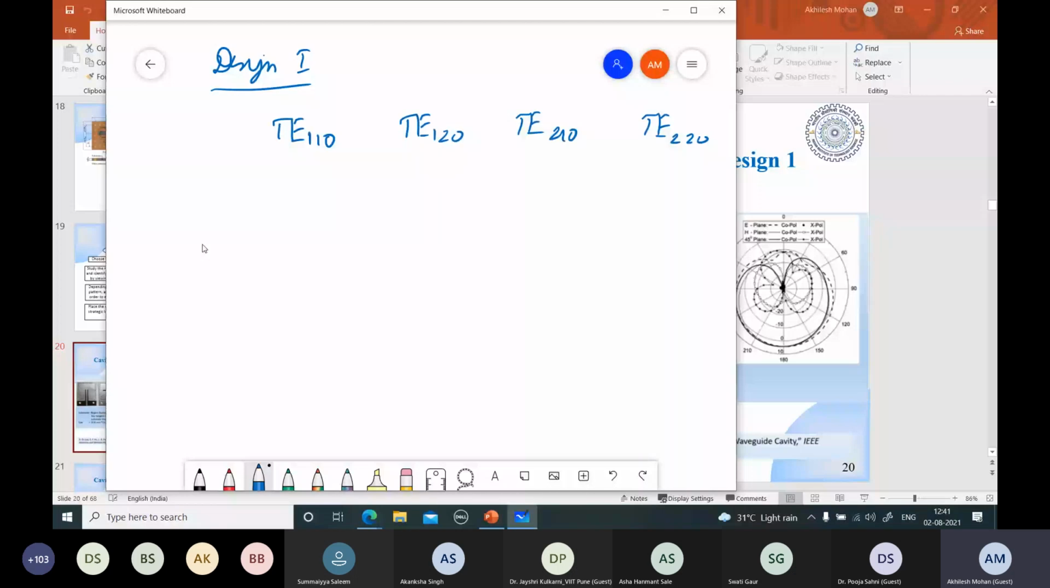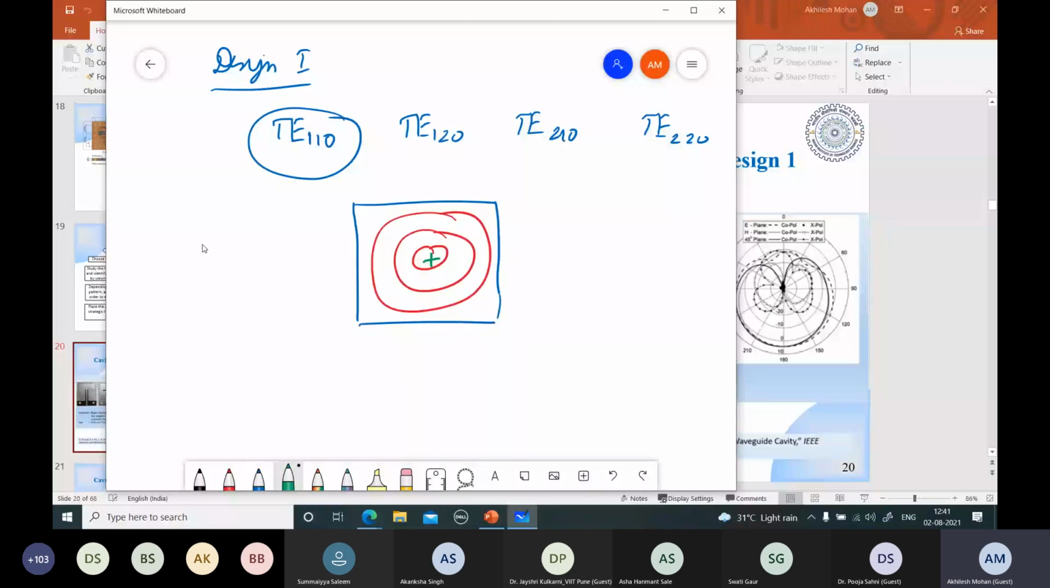If I draw the TE110 mode in this square SIW cavity, what should its field pattern be? I'm drawing it like this, so it will be plus. This mode we have studied with the eigen mode solver. This is a top view, and we have this type of pattern. What are these? These are the iso lines. Iso lines are basically electric field, E field, lines which have the same values. All these have similar magnitude.